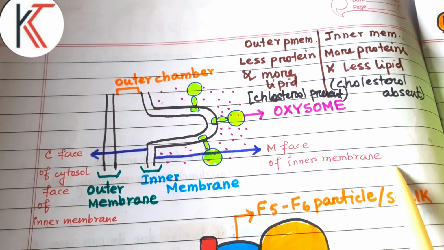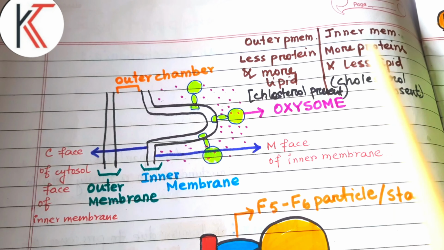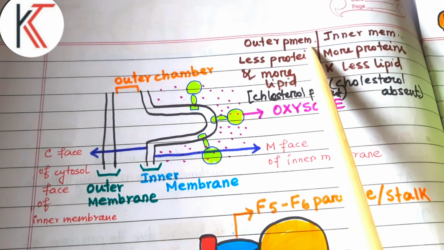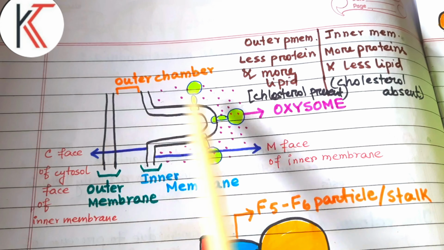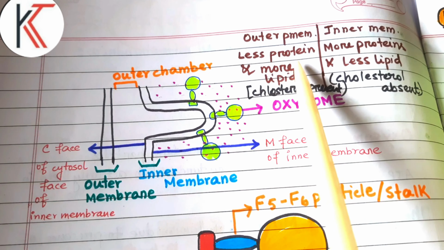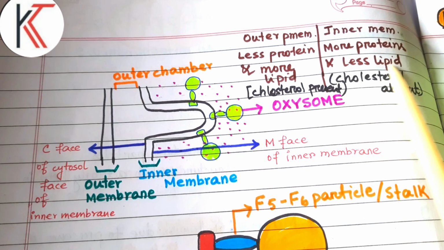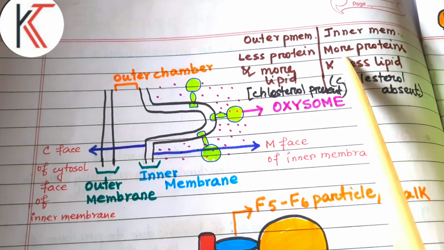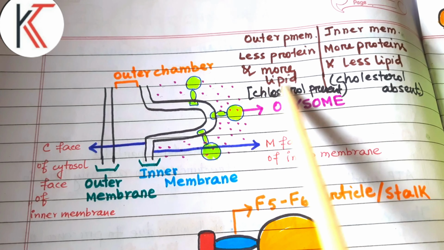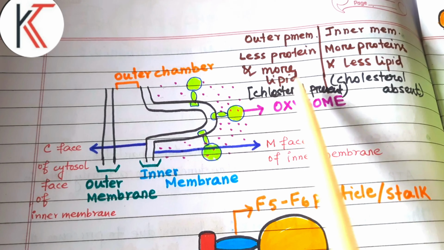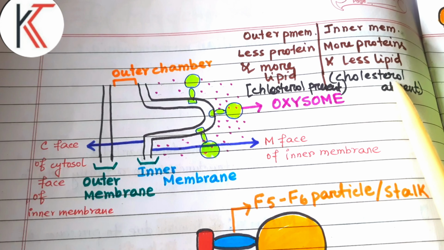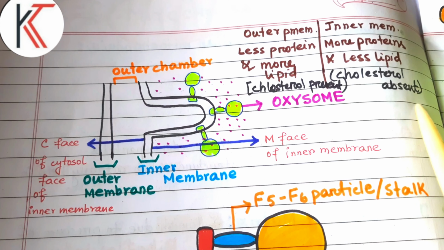One more thing we need to remember: the outer membrane of the mitochondria has less protein but more lipid. The inner membrane has more proteins and less lipid. Because more lipid is present in the outer portion, cholesterol is present there. But in the inner membrane, cholesterol is mostly not present, it is absent.